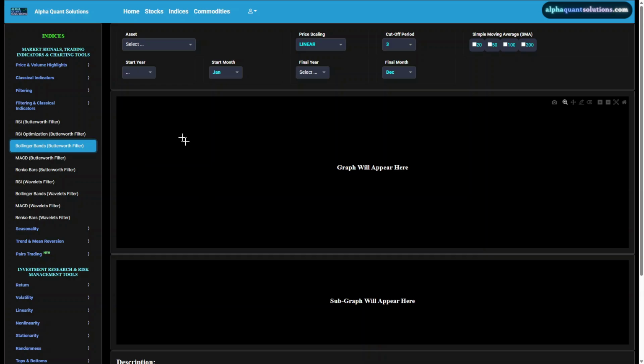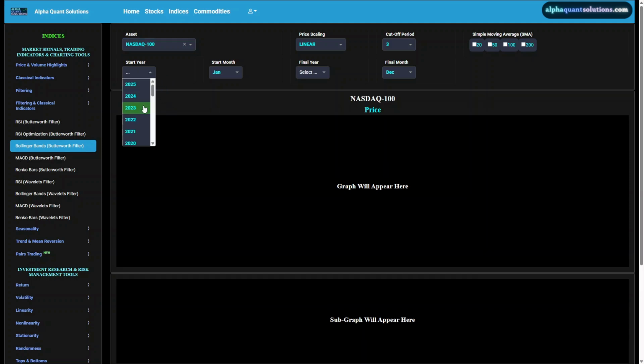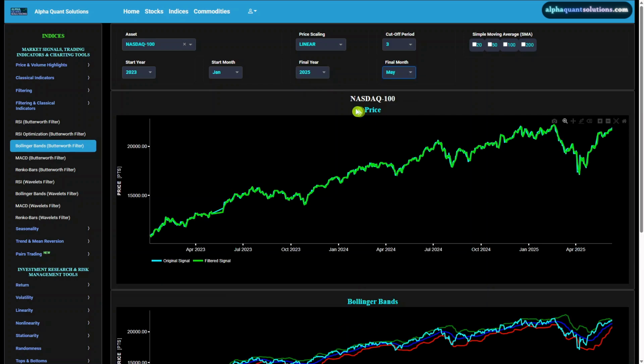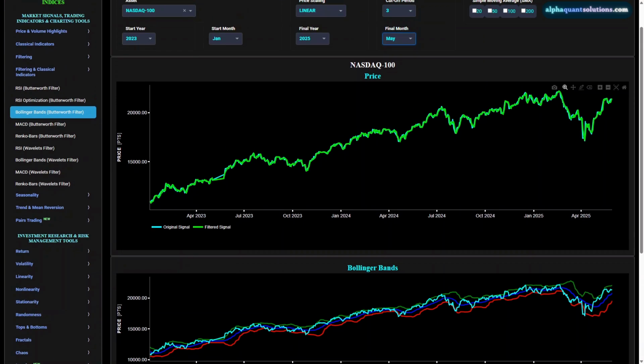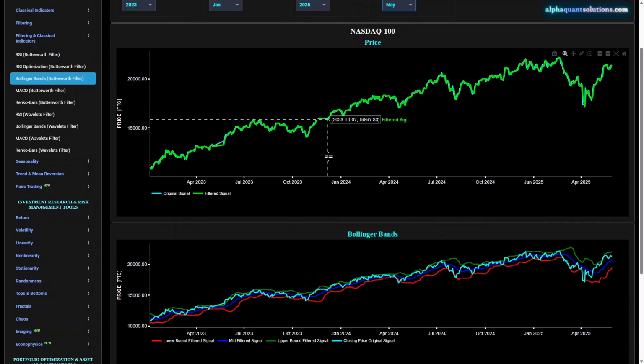Now, to help us achieve all of that, we will use our quantitative investing dashboard, and we'll look for the Nasdaq-100 between, let's say, 2023 and 2025. We'll go to May, and we will use this page, the Bollinger Bands with Butterworth filtering. So this is the page that will be helpful to us. The top graph shows Nasdaq price and the bottom graph, the Bollinger Bands.